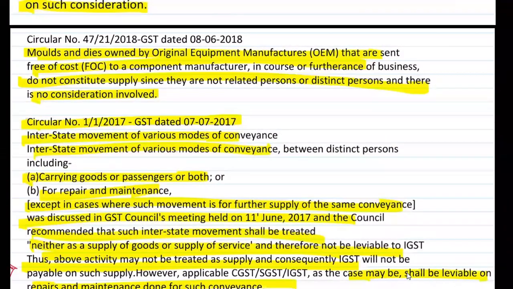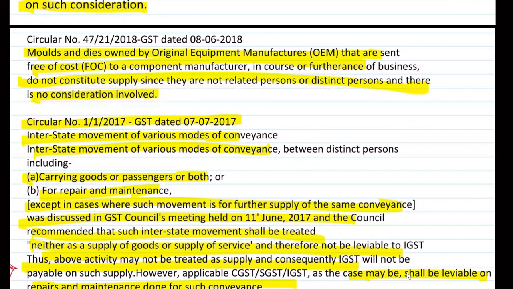The next circular, 47/21/2018. Molds and dies owned by original equipment manufacturers, we call it OEM, that are sent free of cost to a component manufacturer in the course or furtherance of business does not constitute supply, since they are not related person or distinct person and there is no consideration involved.